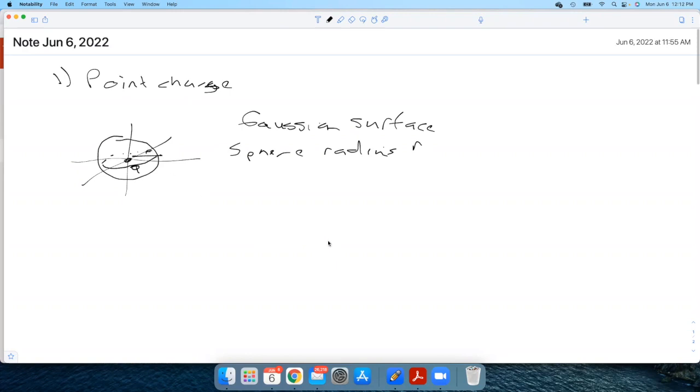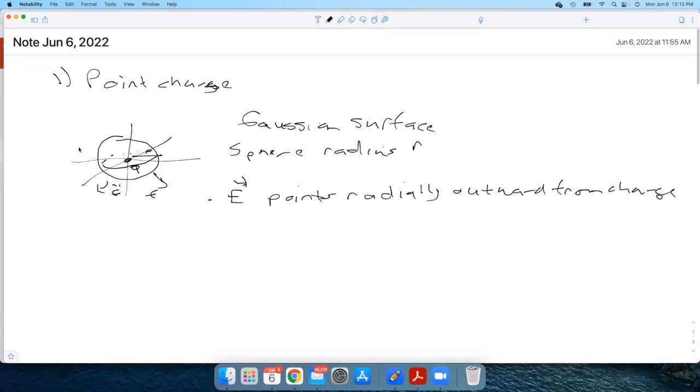Okay. Now, I got to make a couple of arguments here. First, I have to note that the electric field will point away from the charge. I would say it points radially outward from the charge. So the electric field is going to be pointing out like this. Everywhere along the sphere, the electric field is pointing perpendicular to the sphere.